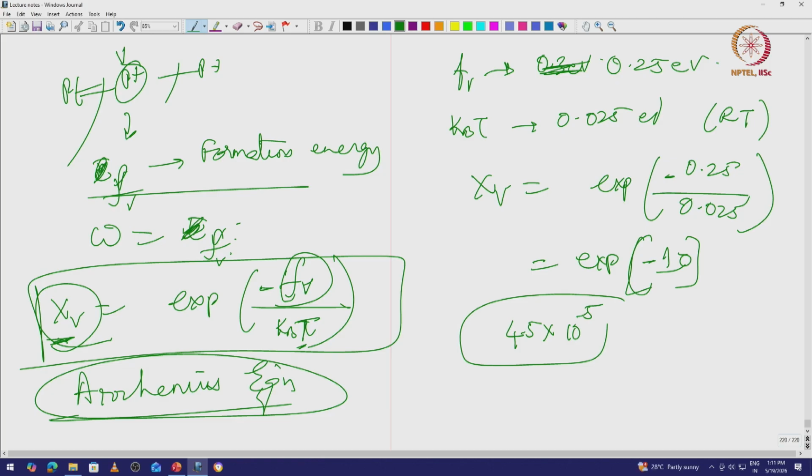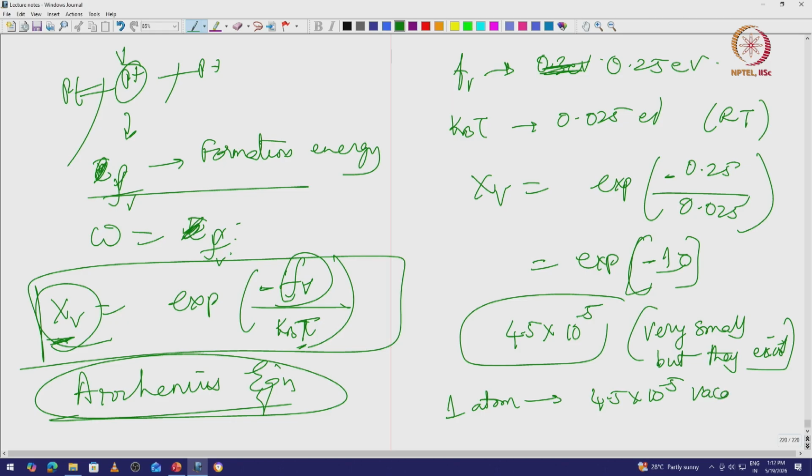Now, this is very small, but they exist, right. So for every one atom I have 4.5 times 10 power minus 5 vacancies, and these are just thermodynamic vacancies derived from the Arrhenius equation.